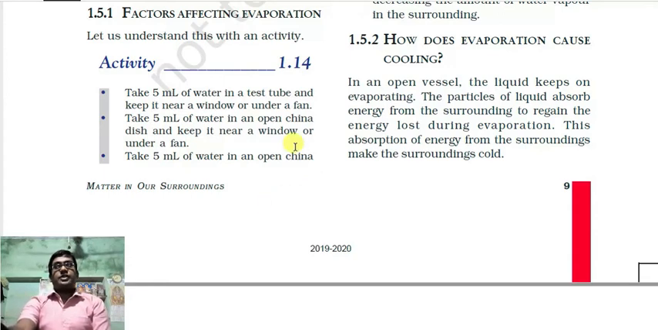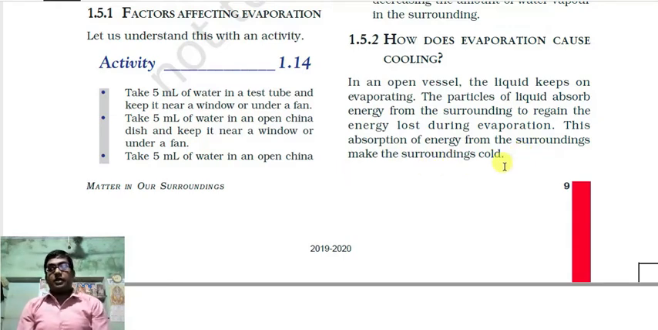Today I am going to discuss the topic: how does evaporation cause cooling. The topic of evaporation, and what evaporation depends on, I have already discussed. Now see how evaporation causes cooling. In an open vessel, the liquid keeps on evaporating. The particles of the liquid absorb energy from the surroundings to regain the energy lost during evaporation. This absorption of energy from the surroundings makes the surroundings cold.